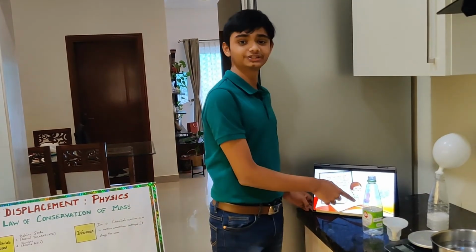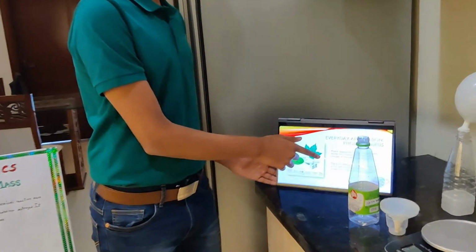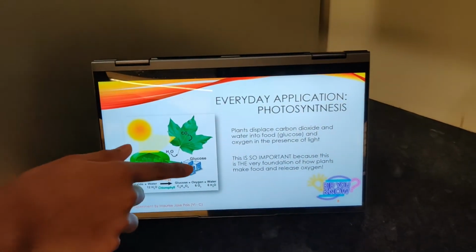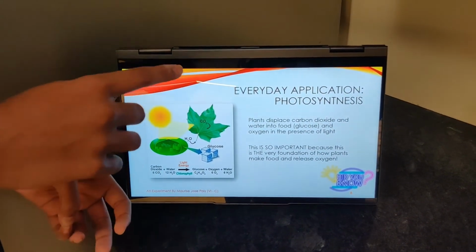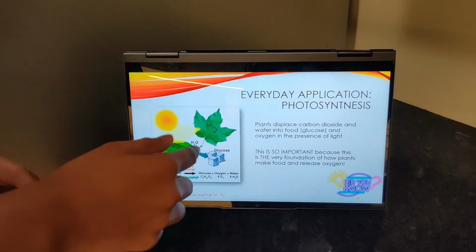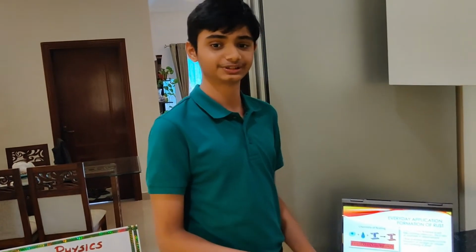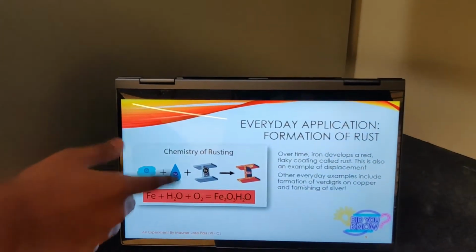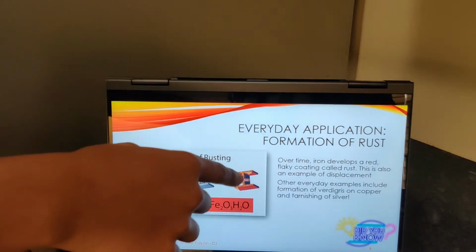Now, my favorite part of this experiment, the applications of displacement. That's right, everyone shows displacement through photosynthesis. Photosynthesis is where plants displace carbon dioxide and water into food, which is glucose, and oxygen in the presence of light. And another example is rust. This is when iron reacts with oxygen and water to form iron oxide, which is basically rust.